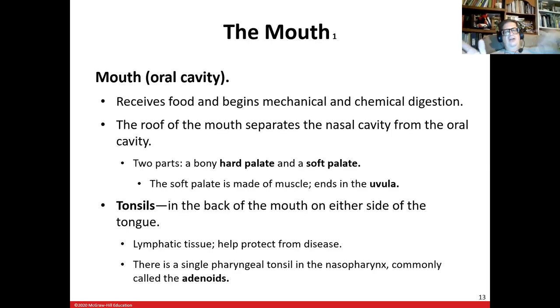The uvula is the hanging down part that's supposed to seal off the nasopharynx, keep it separate from the oropharynx, the oral part. The tonsils are at the back of the mouth on either side. They're full of lymphatic tissue. Remember, that's where we keep macrophages and neutrophils that look for invading pathogens that need to be destroyed. That's what they mean when they say help protect from disease. It also says there's a single pharyngeal tonsil in the nasopharynx. That means up above the uvula, and it's commonly called the adenoid.